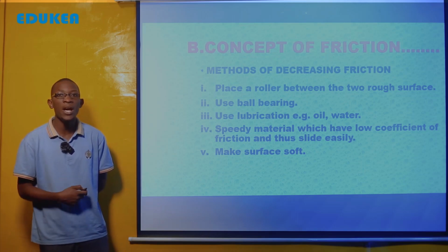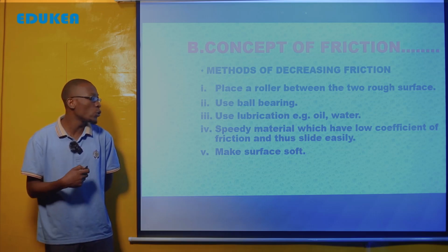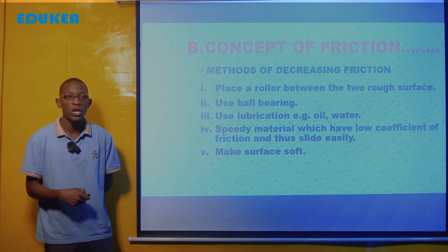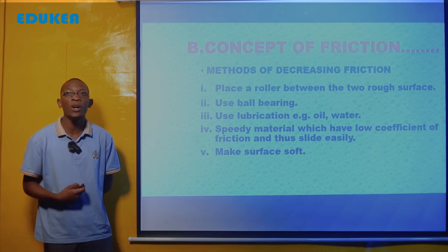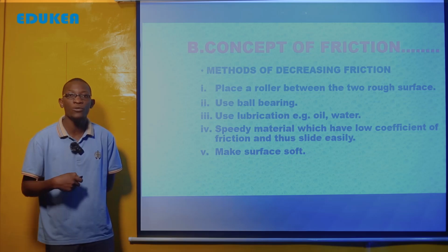The fifth method of decreasing friction was to use or make the surface soft. If we are required to reduce friction, we use a soft surface. Pale ambapo utakapoona kwamba kuna uhitaji wa kupunguza friction, basi utahakikisha kwamba ile surface inakuwa soft zaidi.